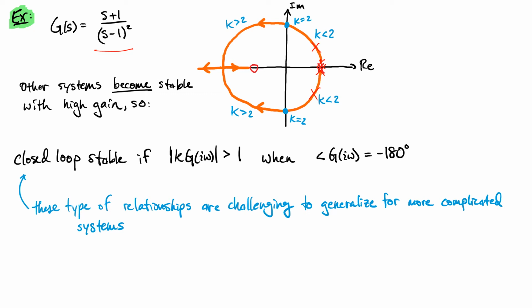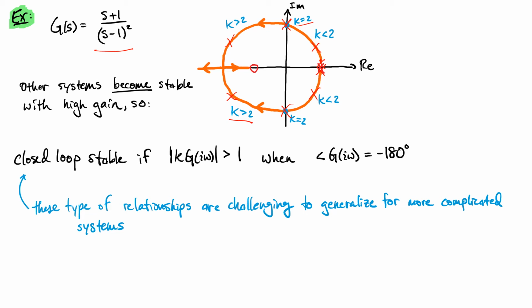But then there's a point at which, in this case, k is equal to 2, the closed loop poles lie on the imaginary axis. And then after that, when k is greater than 2, now your closed loop poles are in the left half plane, and so the closed loop system is stable. So this is looking at it from the other perspective, where now we start with an unstable system, and increasing the gain leads to stability, which is the opposite direction that we saw before.